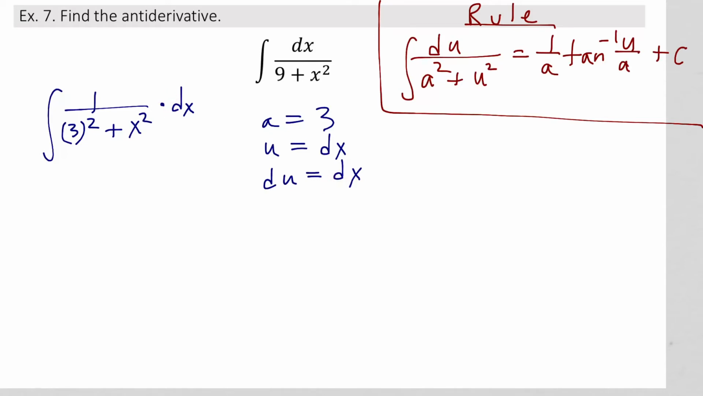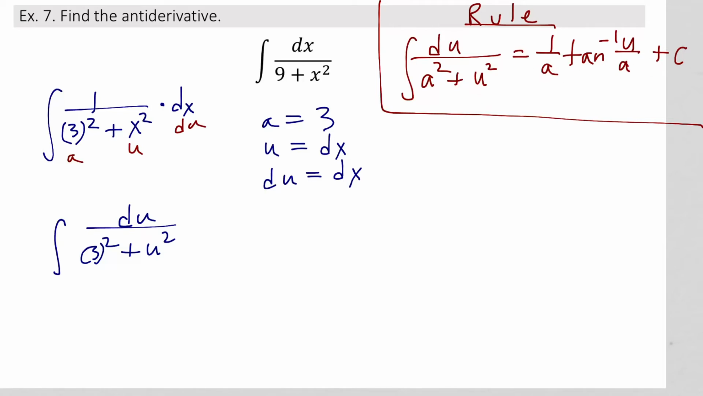So now I can just say that u would go here, du would go here, and this is a. So this one is a little simpler. So I've got the integral of 1 over 3 squared, u squared, du. And I can put the du on top. So since we're beginners at that, we're just trying to make this look as much like this as possible so it's clear where things get substituted.